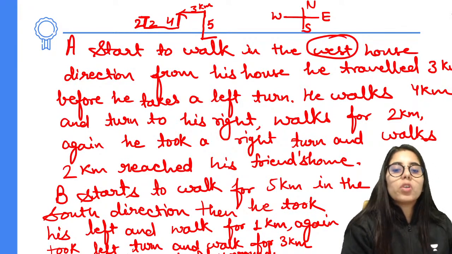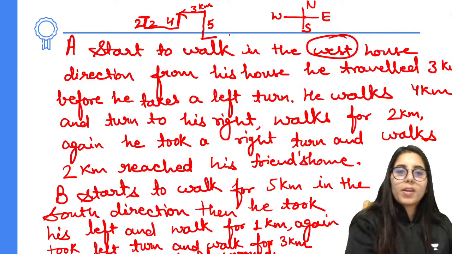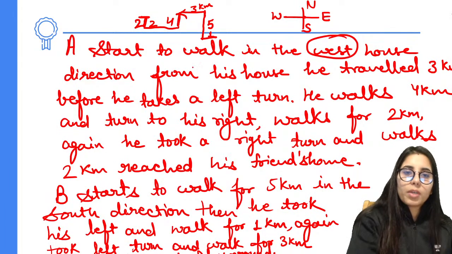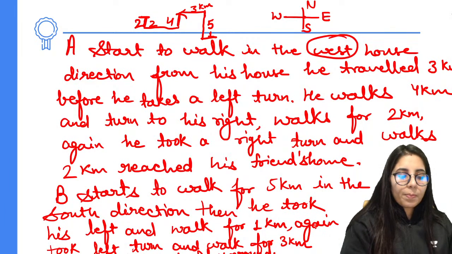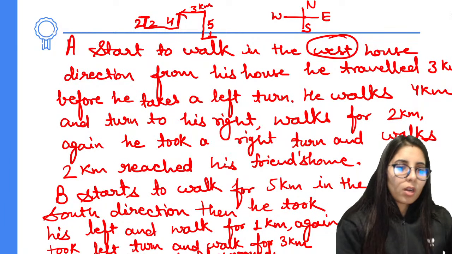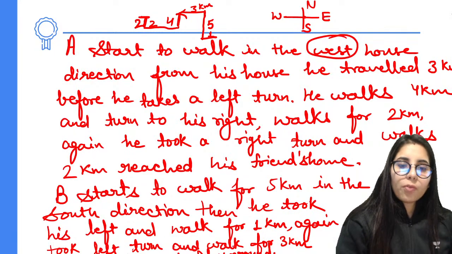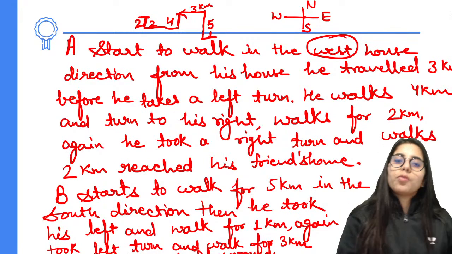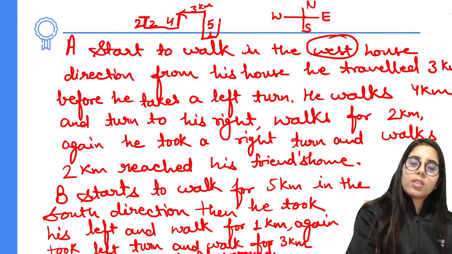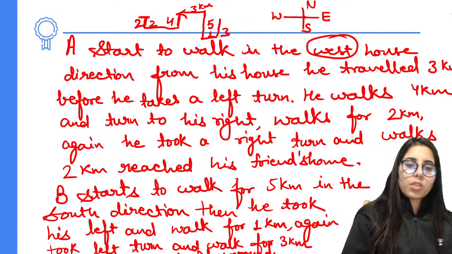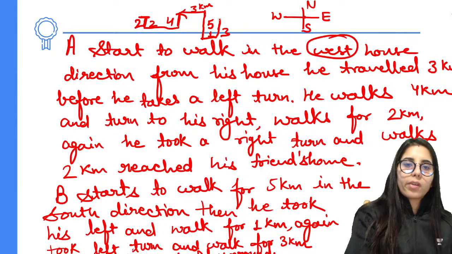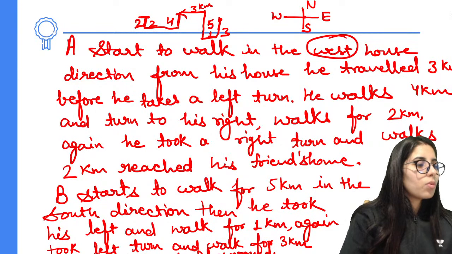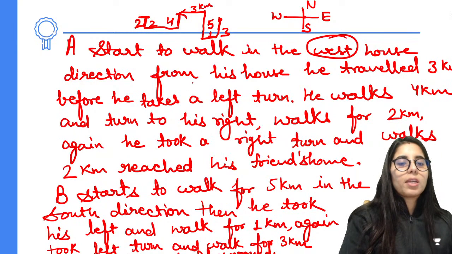Okay, so took his left and walk for 1 kilometer. So this is just 1 kilometer we are gonna take. And again, if we consider took left turn and walk for 3 kilometers. So going like this, left turn and move 3 kilometers, which means like this. Done. It's just 3 kilometers we are going to consider to reach the playground. That's it. Now what is the total distance which has been covered till now?